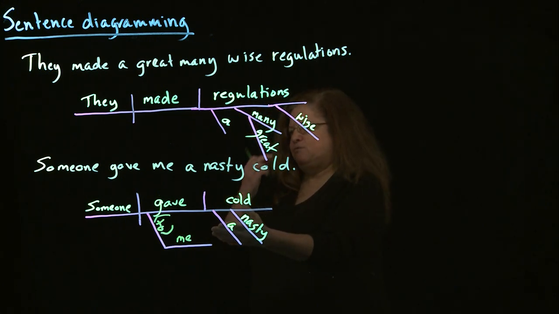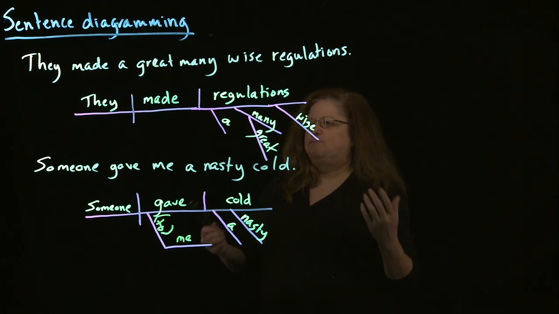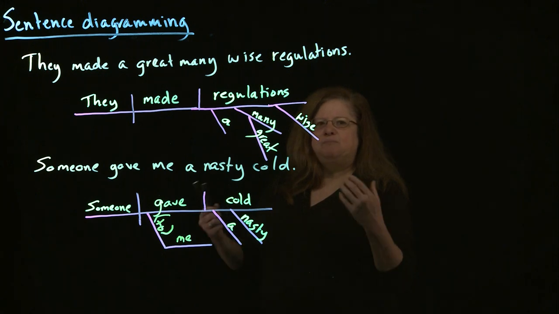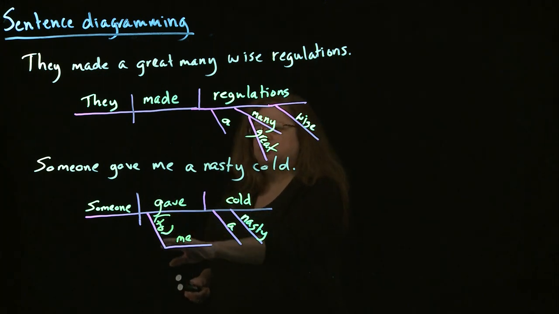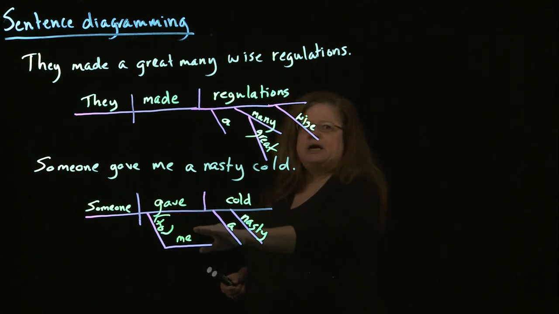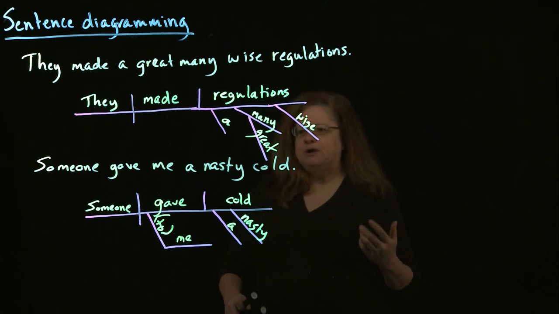Indirect objects often will take the form of either an implied to or an implied for, as in make me a sandwich means make for me a sandwich. And you'll notice also, it does generally attach to the main verb of the sentence. So those are direct and indirect objects.